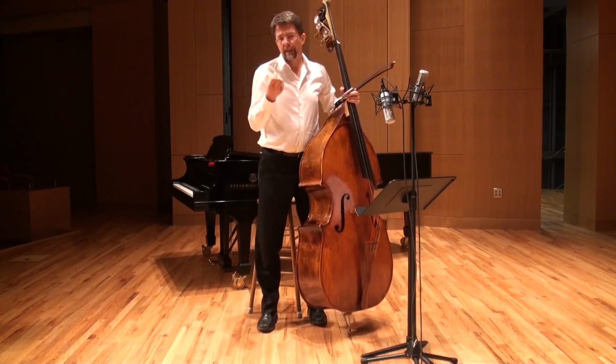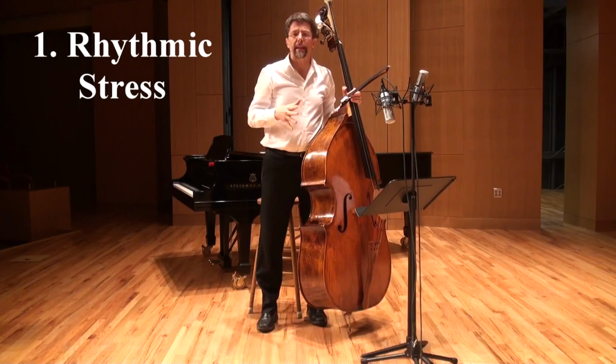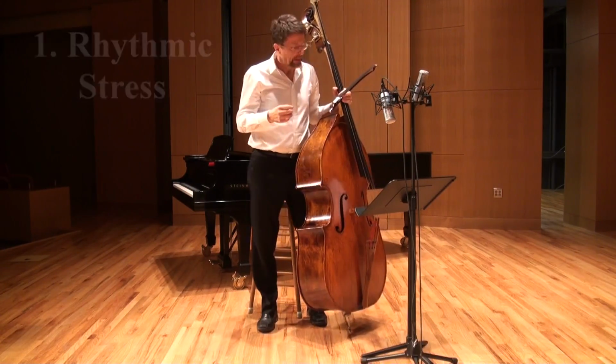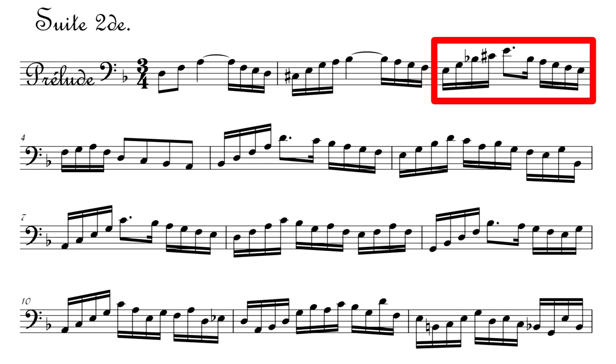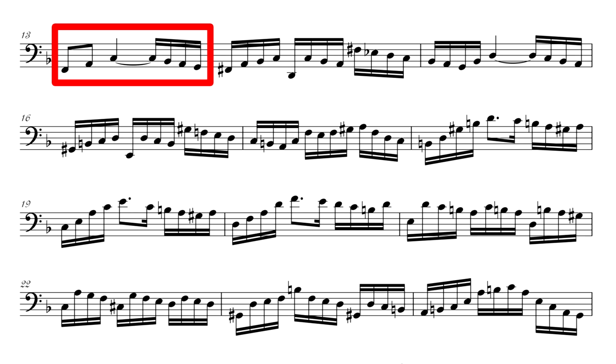In the second suite, I want to look at this rhythmic element that is really creating and bringing forth the architecture of the music. Look at the first bar, the second bar, the third bar, the fifth bar, the seventh bar, the ninth bar, 13th bar, etc. Look at them one at a time.